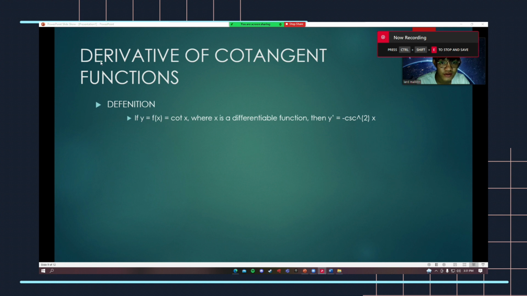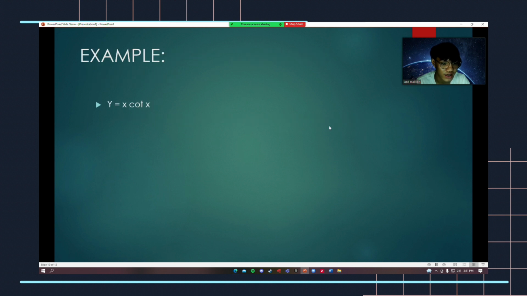Now let's move on to the last topic, the derivative of cotangent function. Definition: if y equals f of x equals cotangent u, where u is a differentiable function, then y prime equals negative cosecant squared u times u prime. Let's have an example. y equals x cotangent x.